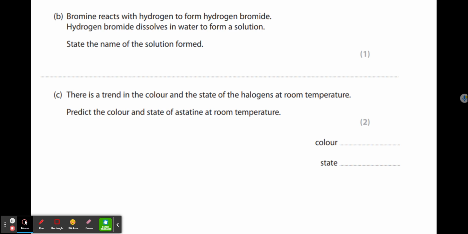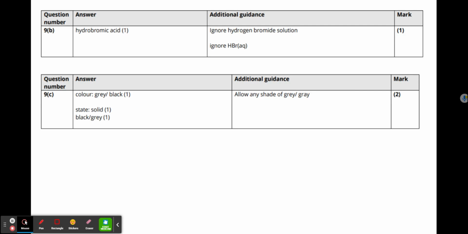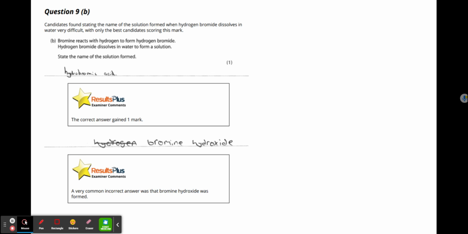Chlorine is a slightly darker colour. It's a pale green gas. Then bromine is a brown liquid. Iodine is then a grey solid. Now, astatine is below iodine in the group, so we need to be saying that it is grey or black for 1 mark, and solid for the 2nd mark.